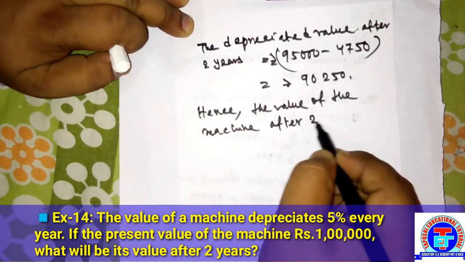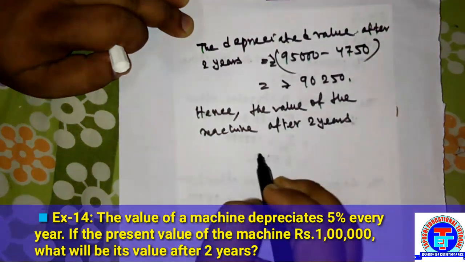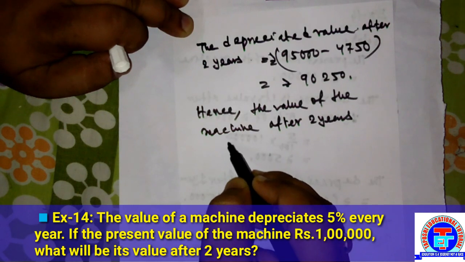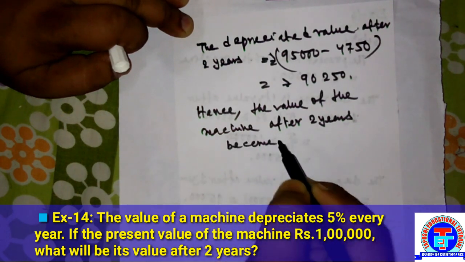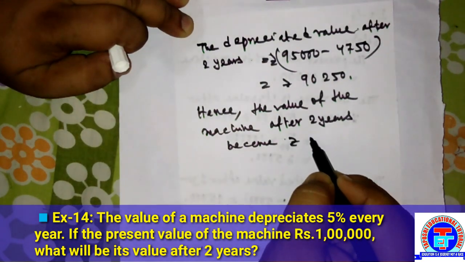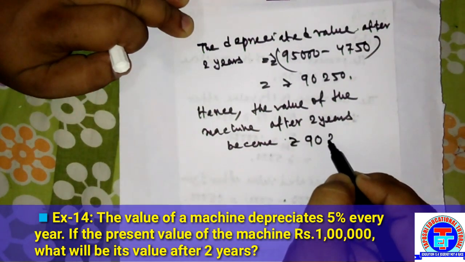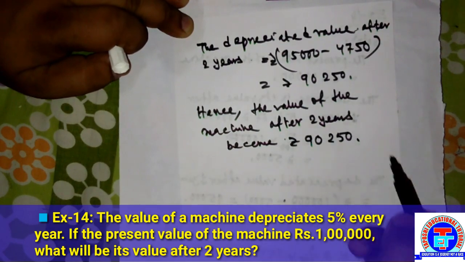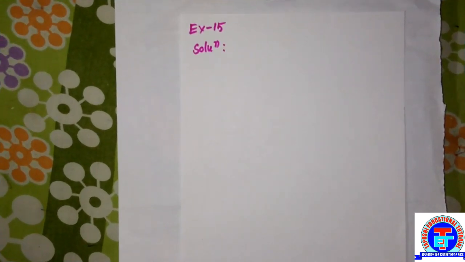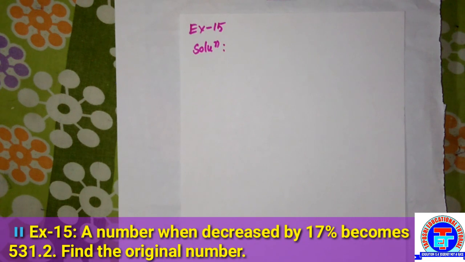So hence the solution, the value of the machine after 2 years will be rupees 90,250. This is the answer. Hope you clearly understand. My dear student, here the problem number 15 regarding this chapter percentage.